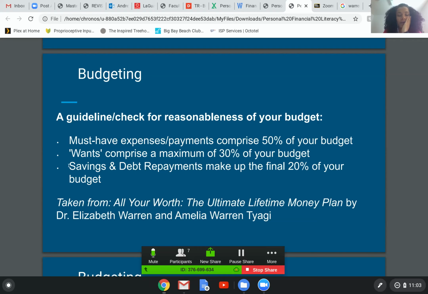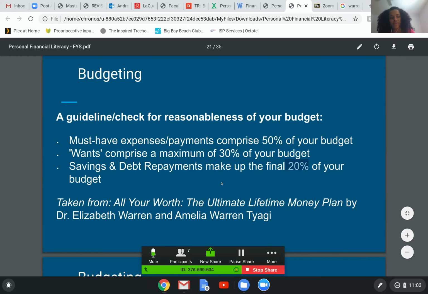That's 30% of your budget. And then savings and debt repayment. If you have debt repayments, that's part of the 20%. If you don't have debt repayment, try to save a substantial portion of your income. In this case, they're recommending 20%. And we'll see later on, when we talk about saving for retirement, the recommendation is around the 15% mark, trying to save about 15% of your income for retirement. So obviously that comes up to 100%.